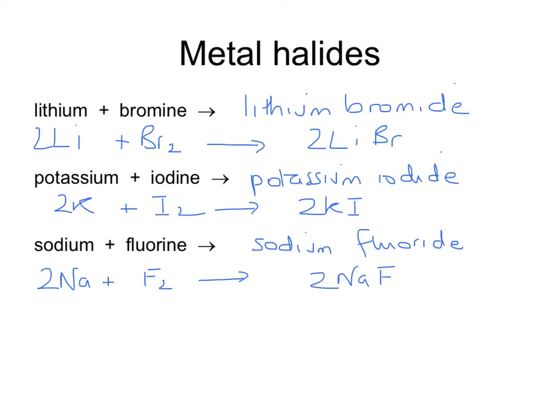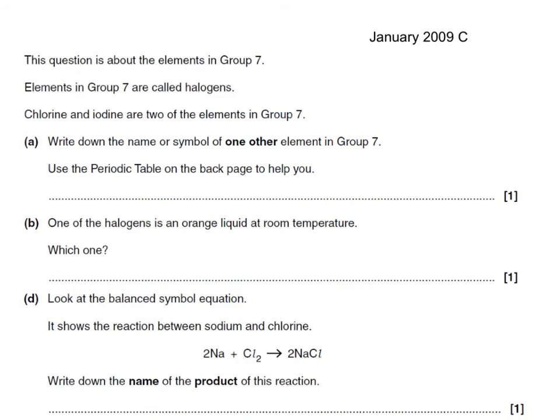Here's another past paper question. This question is about the elements in group 7. Elements in group 7 are called halogens. Chlorine and iodine are two of the elements in group 7. Write down the name or symbol of one other element in group 7. Of course, you'd use your periodic table at the back to help you. Well, we're given two of them, chlorine and iodine, so we can't use either of those. So let's go for bromine. Symbol would have been Br or Br2.